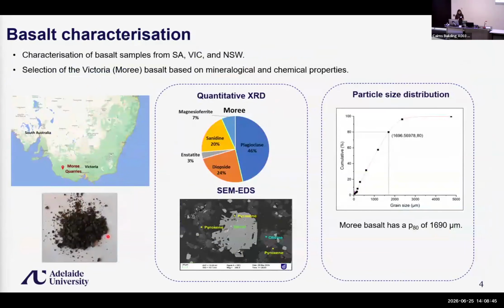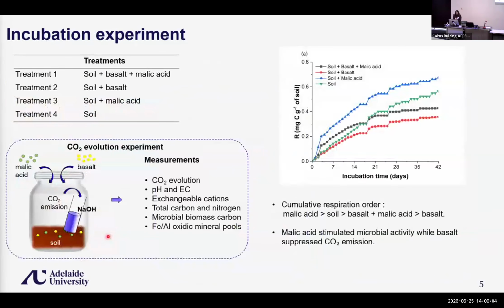So as the first step, I collected 3 different basalt types from South Australia, Victoria, and also New South Wales. And based on the mineralogical and chemical properties, I chose the basalt type from Victoria, which is also called Moree basalt. And my first experiment was an incubation experiment. Here I measured the carbon dioxide emission from soil after adding basalt to the soil.